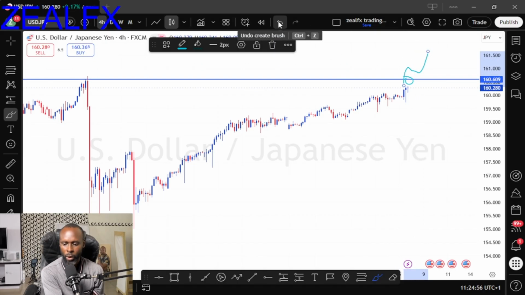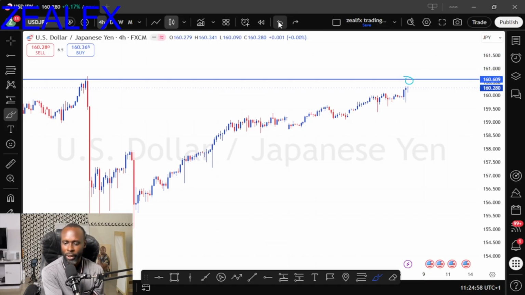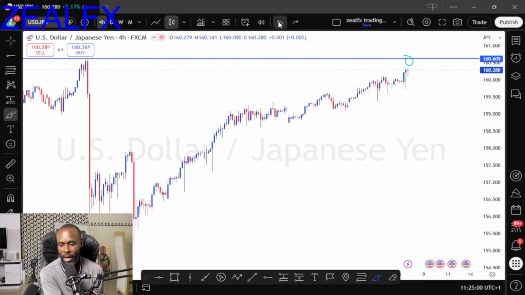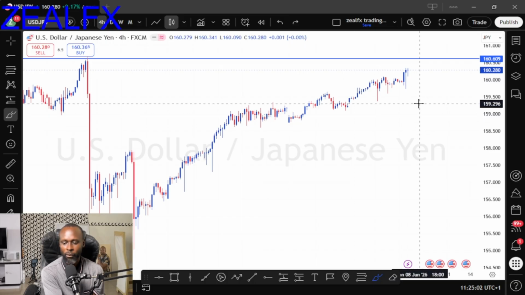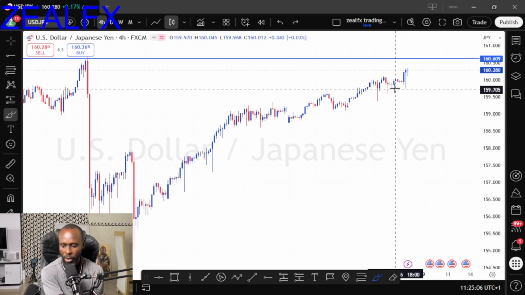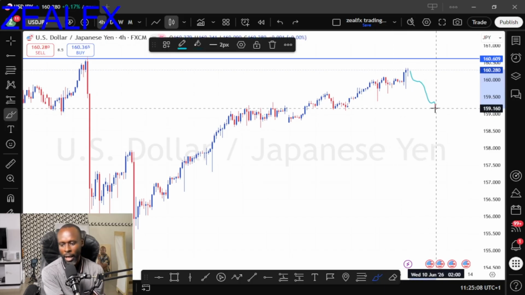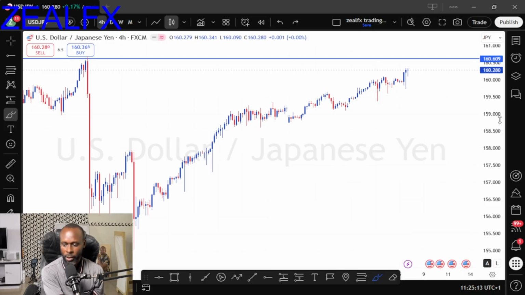And this week, with the current trend, there's a sign price will break that resistance level. But if price fails, we might start looking for a possible selling opportunity. But for a possible selling opportunity, we need a series of lower highs before we start looking for possible sells on the USD JPY.